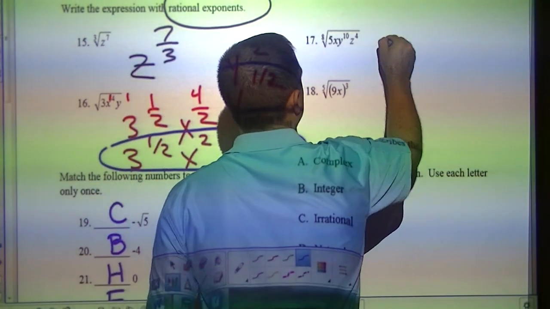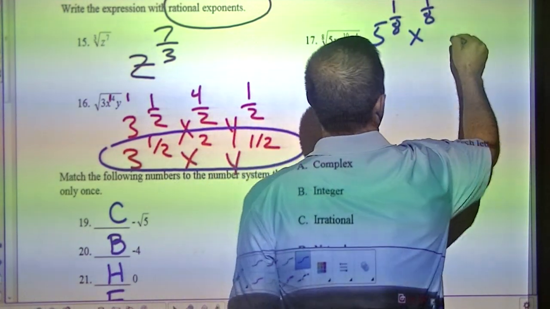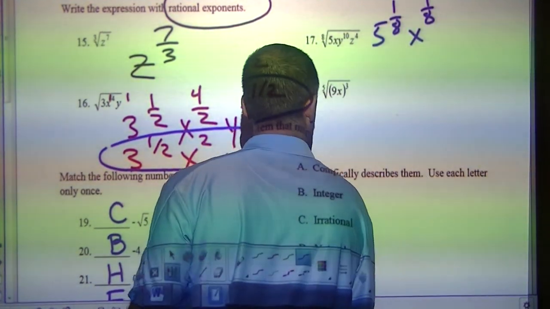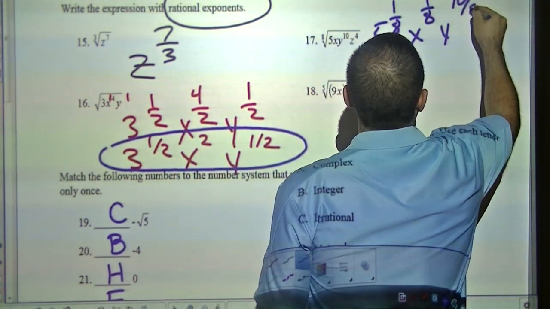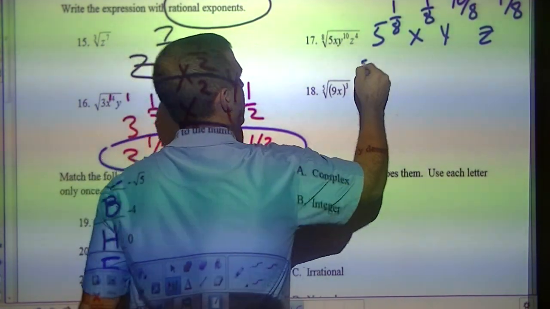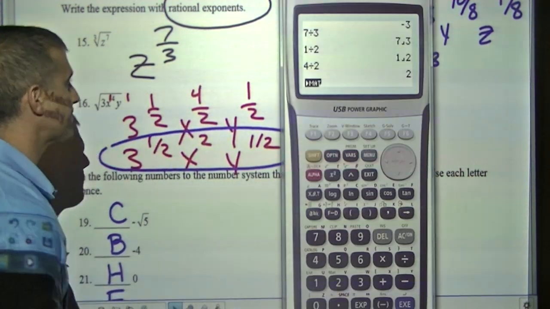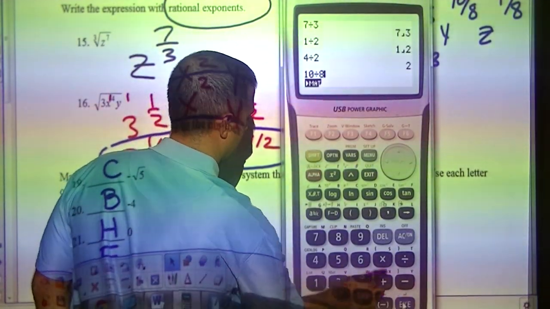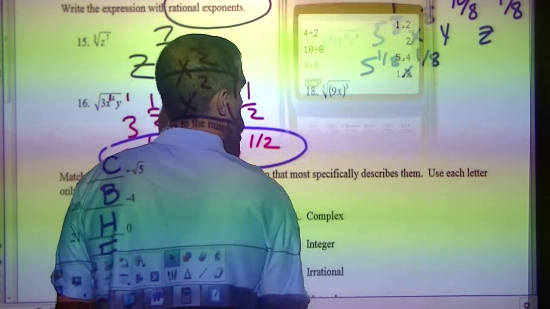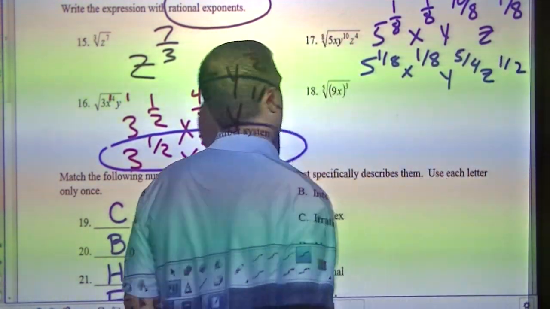Same thing here. 5 to the 1/8, x to the 1/8, y to the 10/8, z to the 4/8. So let's go ahead, well the 1 divided by 8, that's going to stay the same. 1/8, 1/8, okay? To do the other one, 10 divided by 8, 5/4, 4 divided by 8, 1/2. So y to the 5/4, z to the 1/2 power, okay?